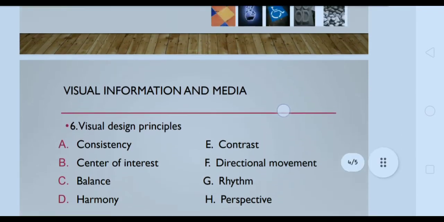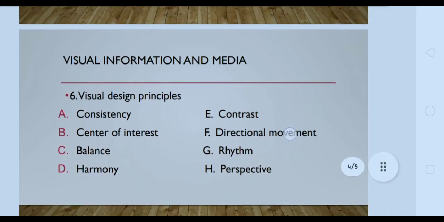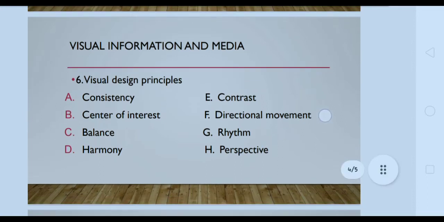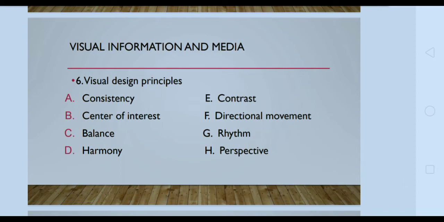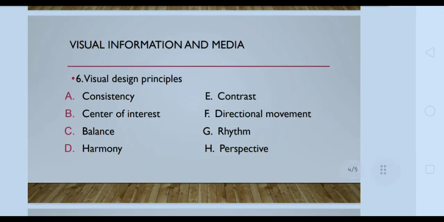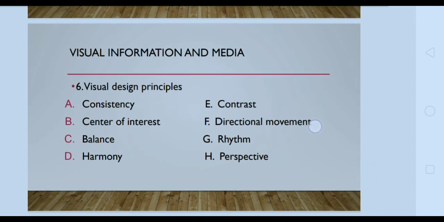Visual design principles. Number 6. We have consistency, center of interest, balance, harmony, contrast, directional movement, rhythm, and perspective. Let's start with letter A. Consistency of margins, typeface, lifestyle, and colors is necessary, especially in slide presentations or documents that are more than one page. Letter B. Center of interest. An area that first attracts attention in a composition.